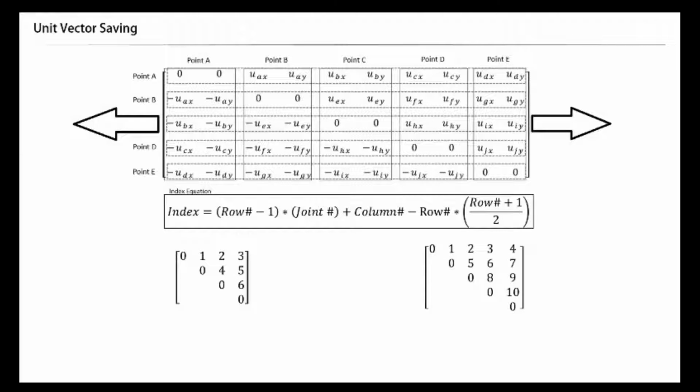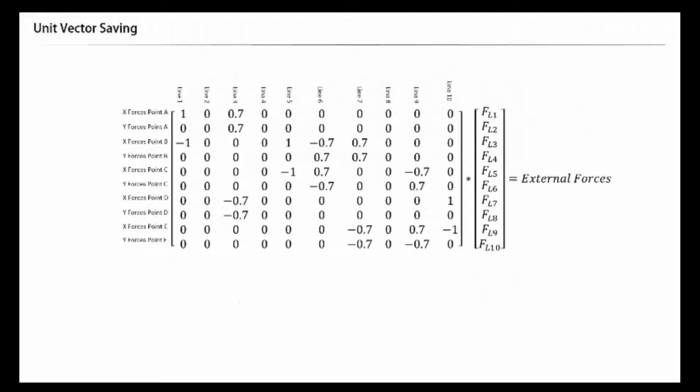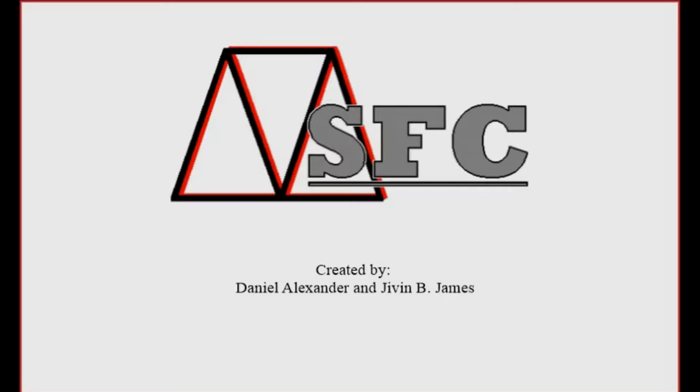Now, by transposing the X and Y unit vectors and stretching the matrix by using the previously found indices, we can create a solvable member force matrix. This is possible since now with this organization, each row of the matrix can represent an individual force equilibrium equation.